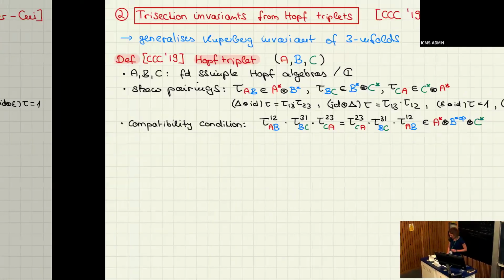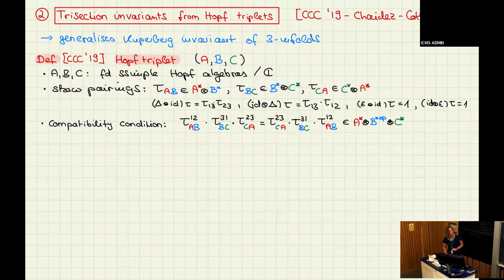Okay, and then what I also need is a further compatibility condition between the three different skew pairings. And if one thinks already in the direction of R matrices, then one can see this further compatibility condition as a sort of quantum Yang-Baxter equation. Just that it lives not in one Hopf algebra, but it lives in three different Hopf algebras.